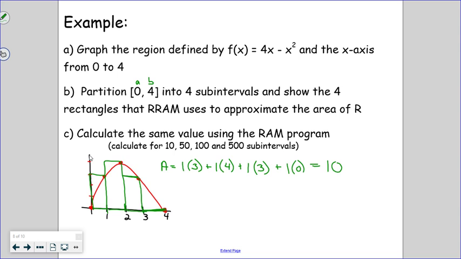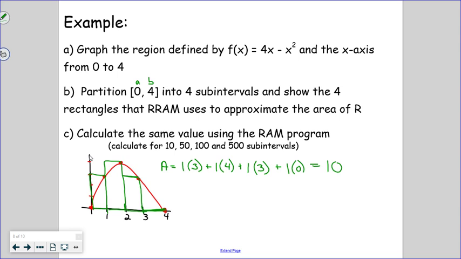Now, your program is designed to give you all three, LRAM, MRAM, RRAM. So you got to make sure you pick the one, whichever one you were asked for. Or maybe you're asked for all three. Okay. You'll notice the higher the number, so I forget what that answer was. 10.56. So if you got 10.56, go ahead and move on to 50 subintervals and 100 subintervals and 500.